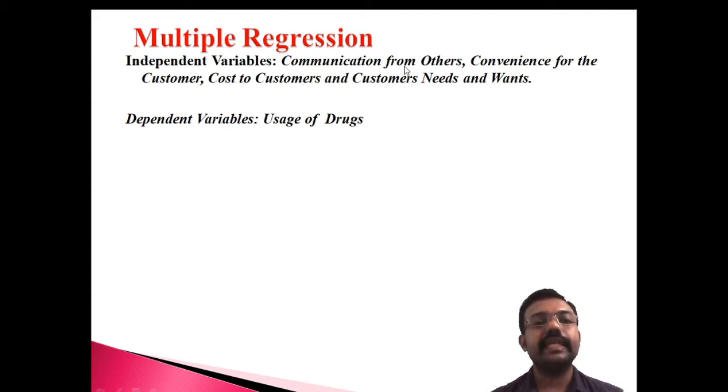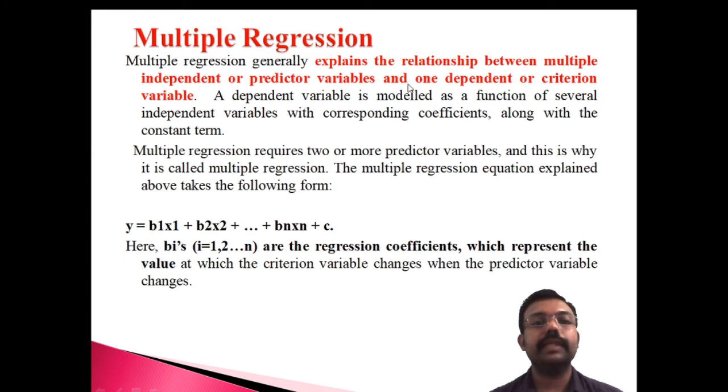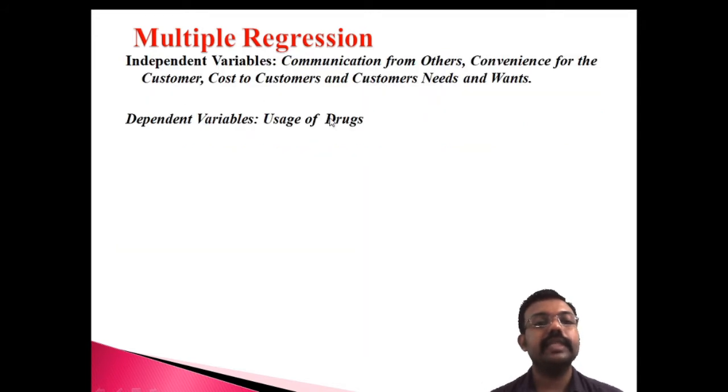And we can see there are two or more independent variables. Here there are 4 independent variables: communication, convenience, cost, and customer needs and wants. And there is only one dependent variable, that is the usage of drugs. Because multiple regression explains the relation between multiple independent variables, or predictors, and one dependent variable. You can see there is only one dependent variable and two or more independent variables. That is the logic of multiple regression.